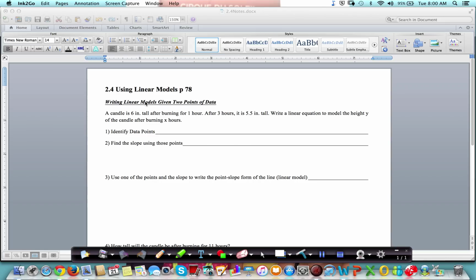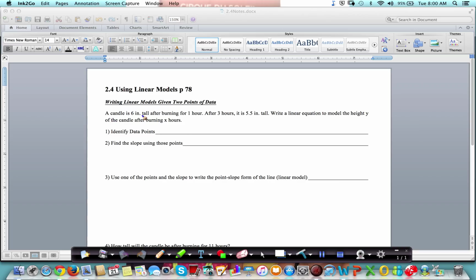Okay, so this is a lesson on using linear models. So essentially what we're doing here is we're going to be reading word problems and we're going to be writing algebraic equations that match that word problem and then doing some solving with that equation. So we're going to start off with this example.